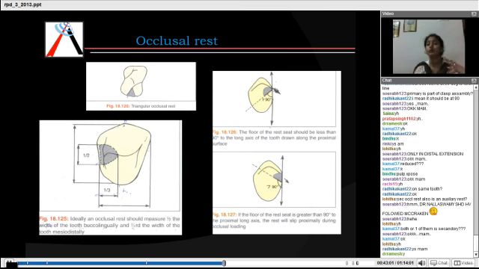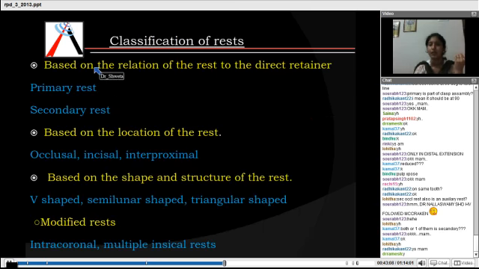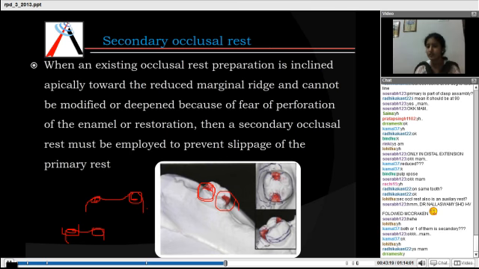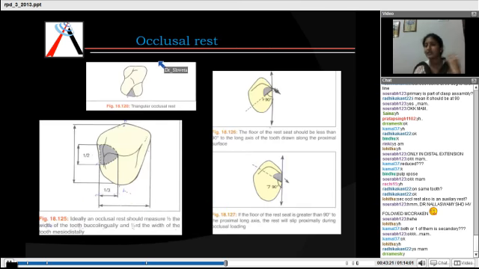Okay. Now we come to the location. See, I told you, it is classified based on the relation to the direct retainer, that is primary and secondary. Now based on the location, wherever it is placed, it is named after that. If it's on the occlusal surface, it's occlusal. If it's on the incisal, it's incisal. Now we'll talk about the occlusal rest. We have already talked a lot about that, that it should be spoon shaped and 1.5 mm wide and all.